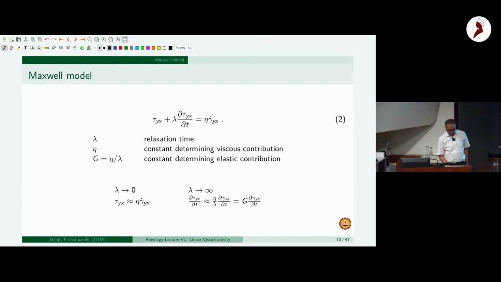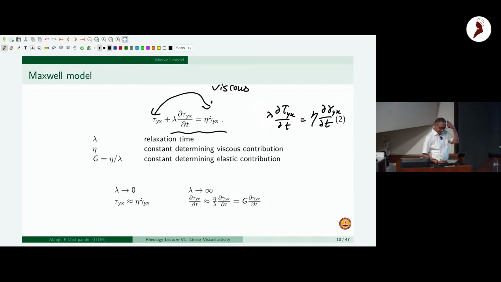And so the Maxwell model, which basically combines phenomenologically a viscous response and an elastic response, because these two terms are the viscous response itself. And if you look at these two terms, it's lambda del tau yx by del t equal to eta del gamma yx by del t.